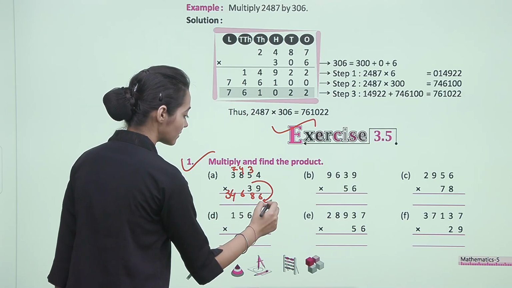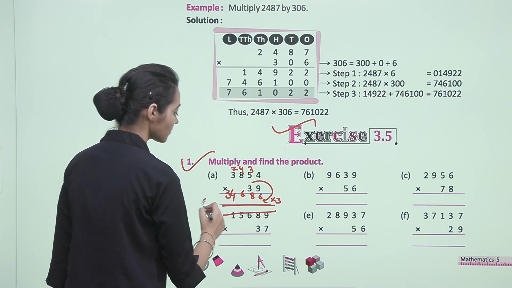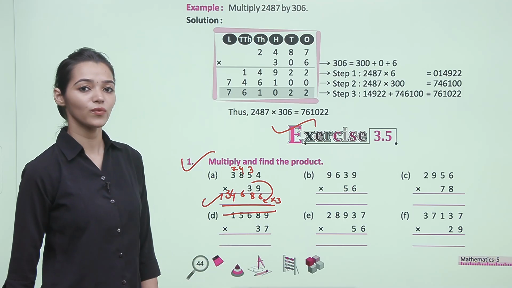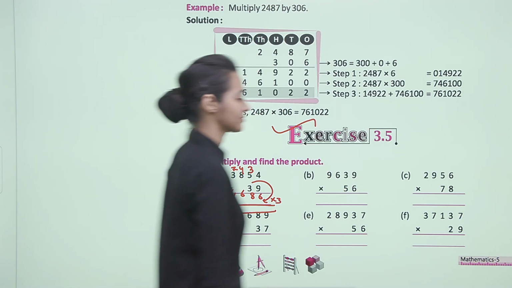After that you will multiply it by 3 and then we will add the terms, and we get our required product. That's how we can solve the remaining part.